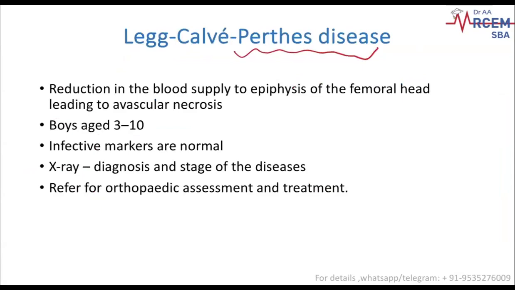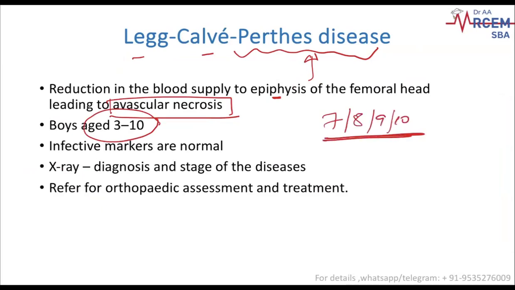Perthes disease, also known as Legg-Calvé-Perthes disease, means one and the same. There is no differentiating factor. What happens here? There is avascular necrosis of the femoral head. It's because reduced blood supply to the epiphysis of the femoral head results in avascular necrosis. That is known as Perthes disease. The age group is important, 3 to 10 years, but mainly around 7, 8, 9, 10. This is the age group you need to look out for in the stem of the question.